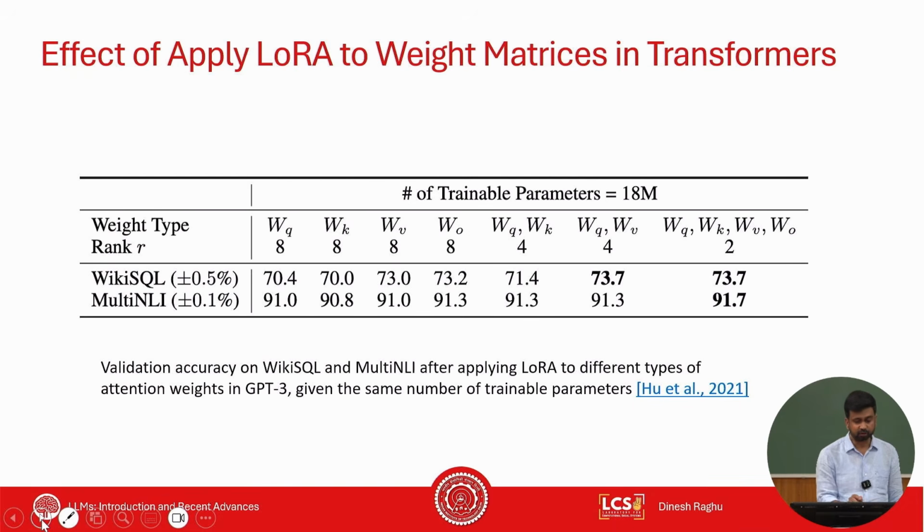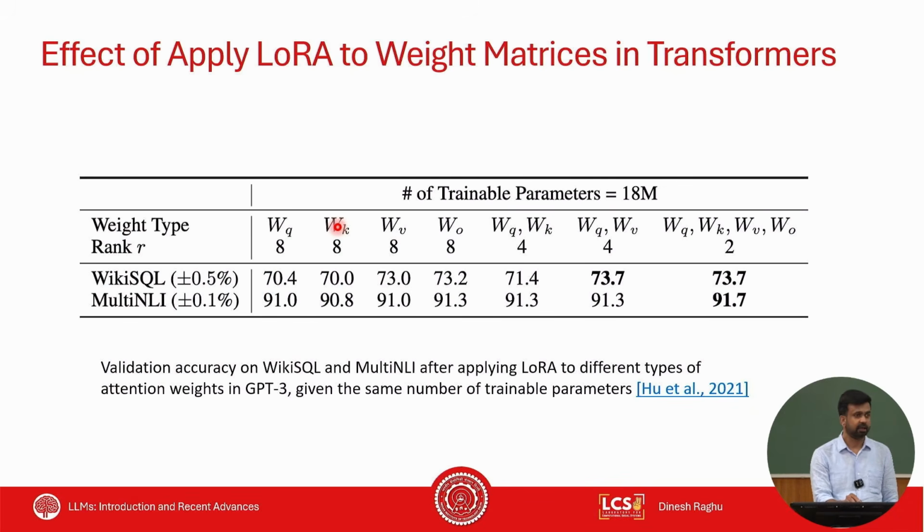Now, like I said, they also told us what are the parameters in your model that you should update, right? And what they said is that only worry about query, key, value, and the output projection matrix, right? So these are the only 4 weight matrices that you should worry about when you do LoRA. And they also did a lot of ablations to show that if you keep the number of trainable parameters fixed, the rank, if you only train the query matrix, then this is the accuracy that you get for WikiSQL and the NLI task.